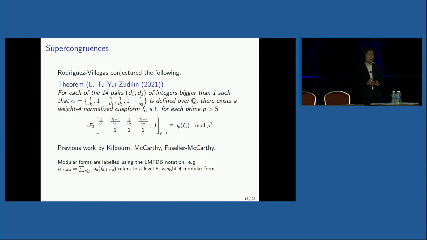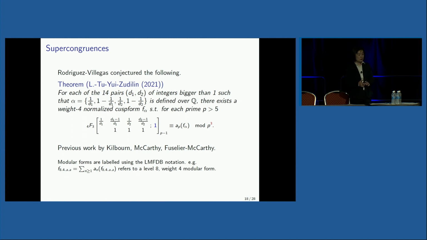And also in this case, if you take beta to be all ones, then the conjecture was that there is an explicit weight 4 Hecke eigenform, which is normalized, such that the truncated hypergeometric series at p minus 1, for any p bigger than 5, will be the same as the p-th coefficient of the weight 4 modular form depending on alpha, modulo the cubic supercongruence, p to the 3.